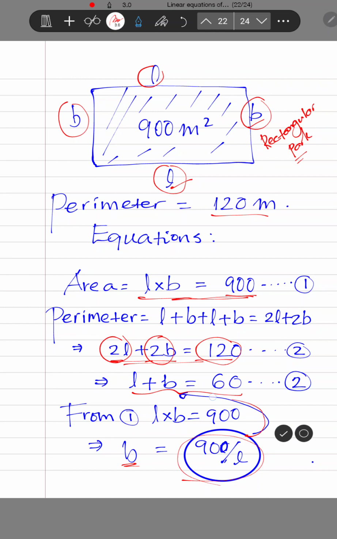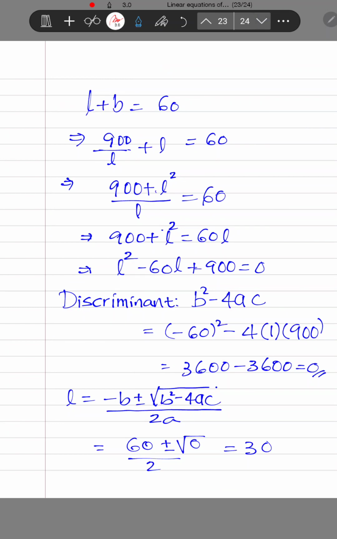This is what we are going to substitute into equation number 2 and see what we get. Once we substitute that into equation number 2, we get another quadratic equation: 900 plus length squared is equal to 60 length. When we collect terms on one side, we have another quadratic equation in which we have to solve for the value of length. Again, we go back to the discriminant of this quadratic equation and see whether we have real roots, imaginary roots, or one root. That gives us the character of the quadratic equation.